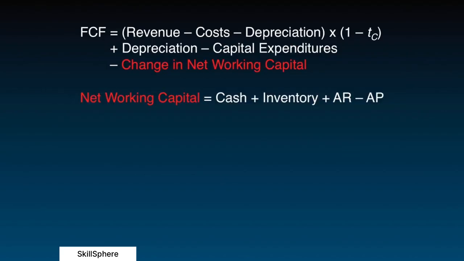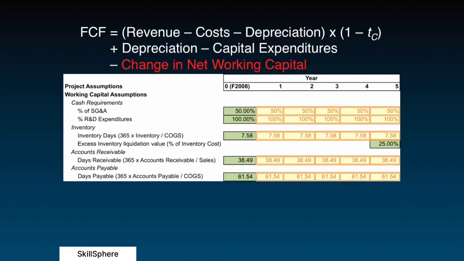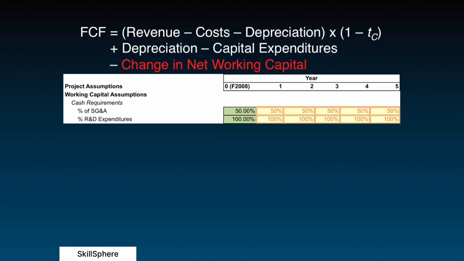So now let's turn to net working capital, more precisely the change in net working capital, but we'll start with net working capital, which, you remember, is cash plus inventory plus accounts receivable minus accounts payable. And here were all of our assumptions, all of our forecast drivers for the components of net working capital. Let's start with the top, the cash requirements.